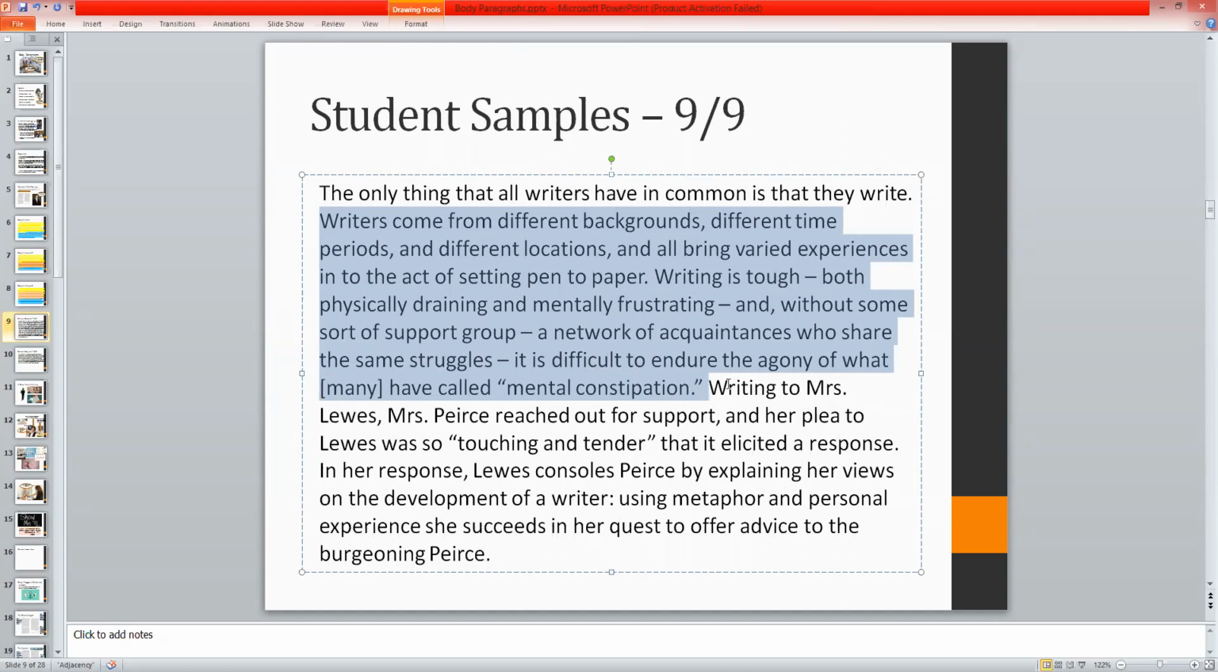But otherwise, they further write, writing to Miss Lewis, Miss Pierce reached out for support, and her plea to Lewis was so, quote, touching and tender that it elicited a response. In her response, Lewis consoles Pierce by explaining her views on the development of a writer. Using metaphor and personal experiences, she succeeds in her quest to offer advice to the burgeoning Pierce. And it's still a good intro paragraph. It's just perhaps a little bit lacking in terms of premise or a rhetorical situation. But anyways, it still does the job. It's 9 out of 9.